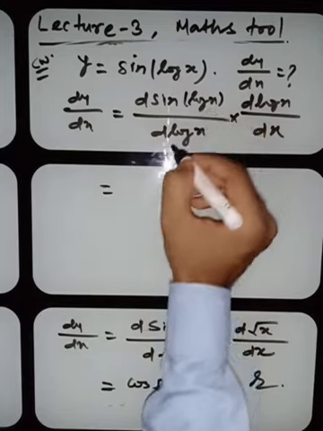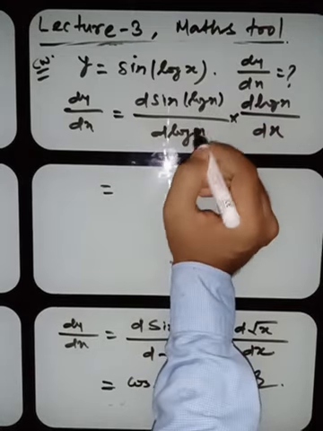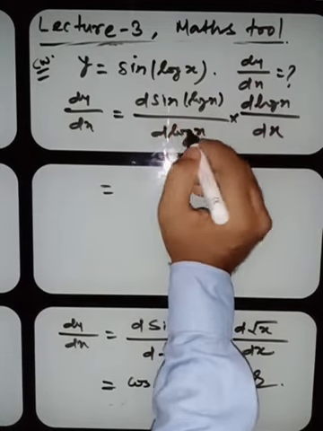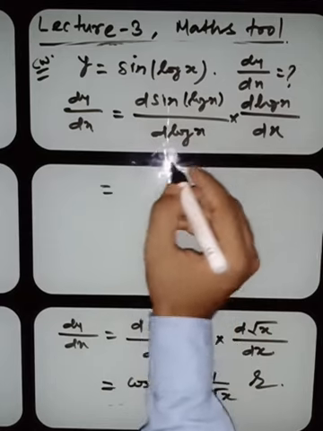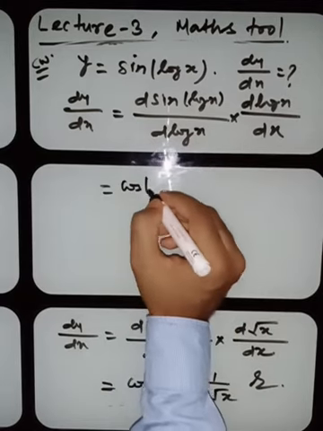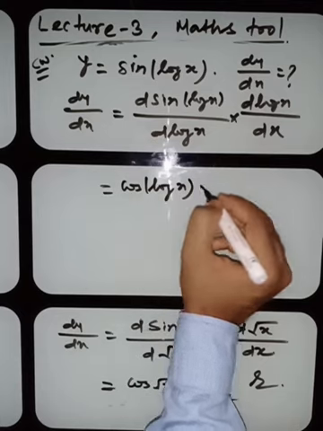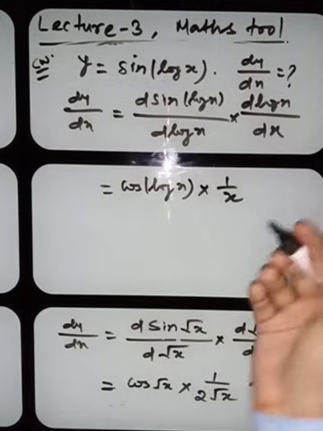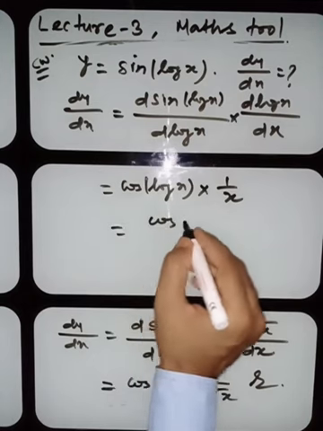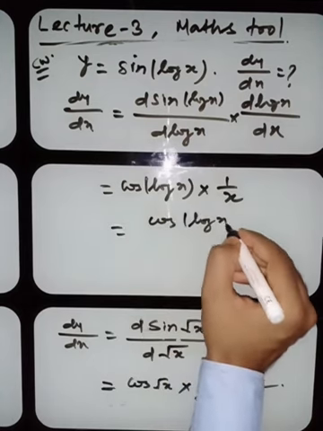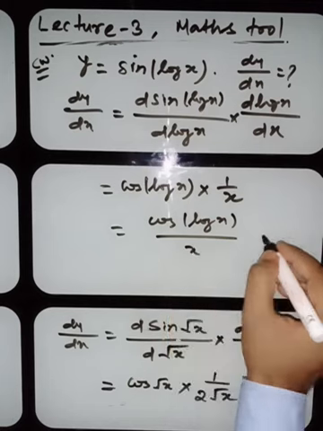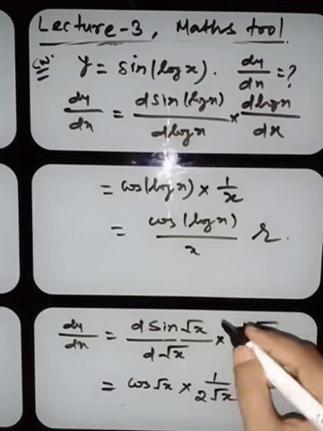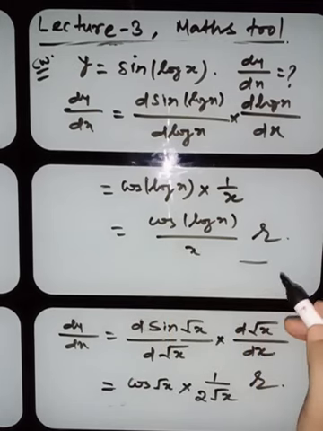Now if this is the function, if it is log x, this is also log x. If it is only x, then it should be only x. Now it will be cos log x times 1 by x. Differentiation of log x, we know that it is 1 by x, so it is cos log x by x. Answer. Okay, my dear students, so this is the required answer.